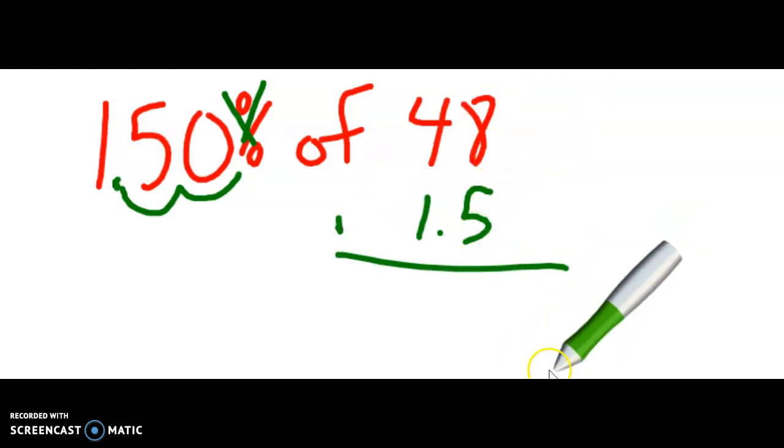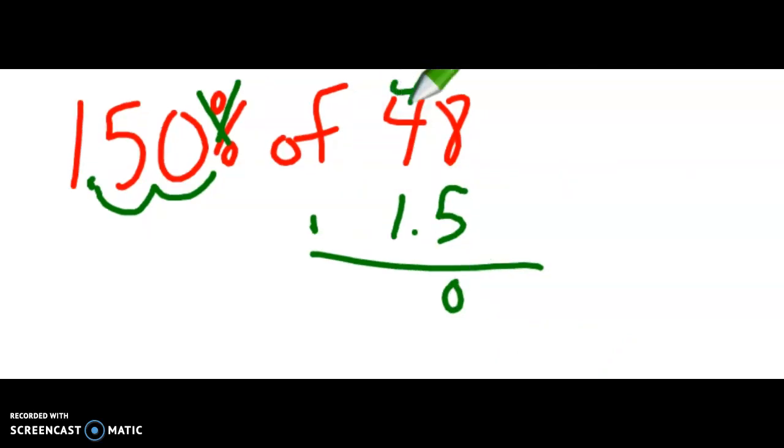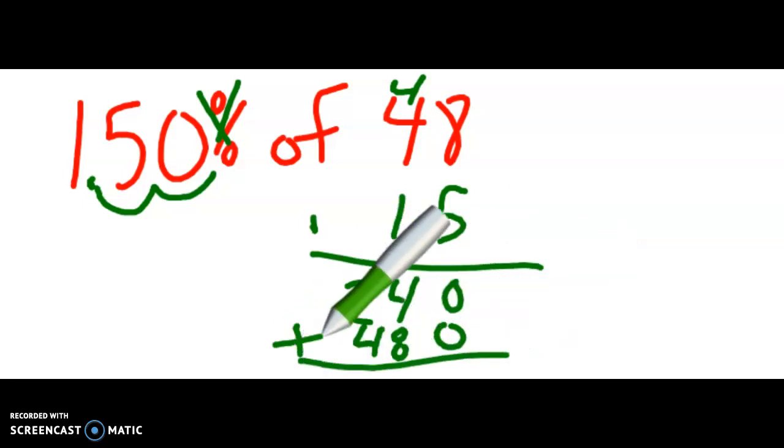So now we've got 5 times 8, which is going to give us 40. Oops. And 5 times 4 is 20, plus 4 is 24. And then we throw a 0 down 1 time, and that's going to give us 48. And then we just add these two together. And 0 plus 0 is going to give us 0.